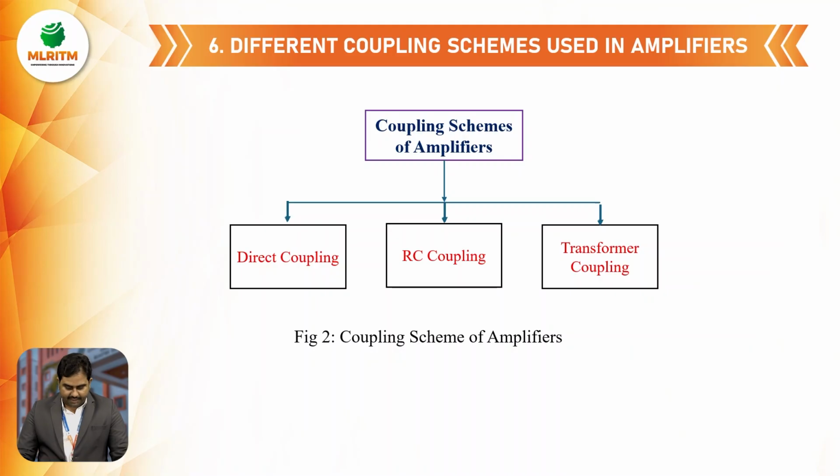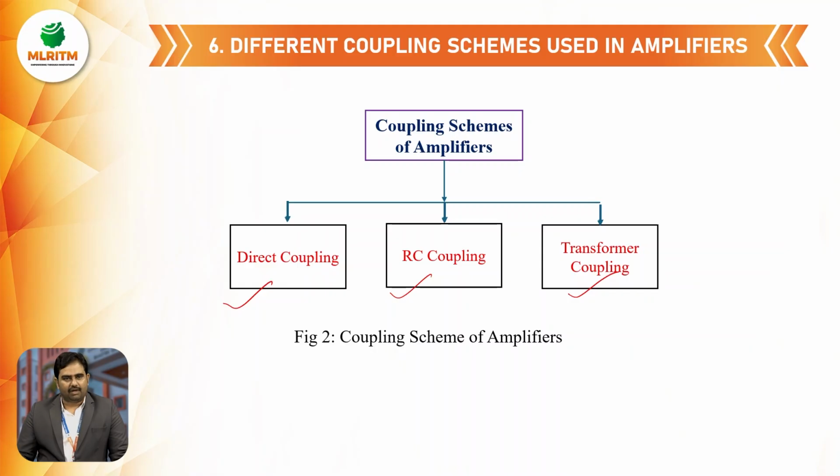So coming to the next topic, that is different coupling schemes used in amplifiers. As we discussed earlier, coupling mechanism or connection mechanism, we have to follow these kind of mechanisms only to connect two different amplifiers. We are having total three schemes. One is direct coupling. That means if we are connecting two amplifiers, there won't be presence of any kind of element. Directly we can connect two amplifiers. That is called direct coupling. Coming to the second one, that is RC coupling. That means if we are going to connect two amplifiers, we have to use the connection component as either resistor or capacitor. Coming to the third one, that is transformer coupling.